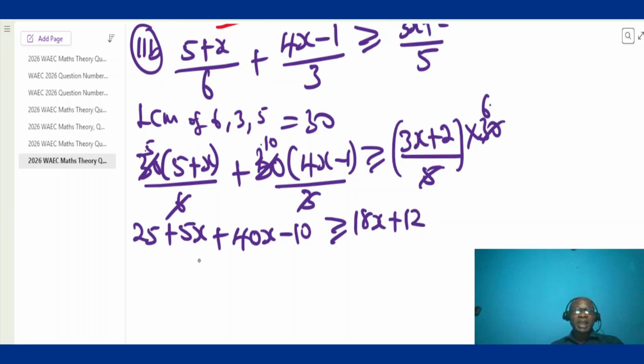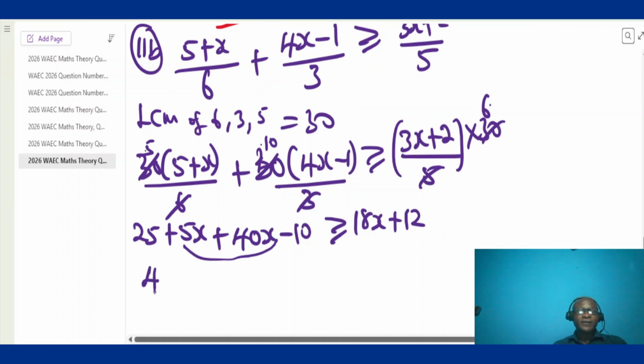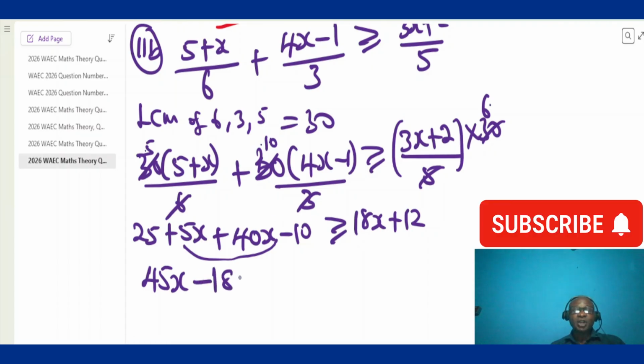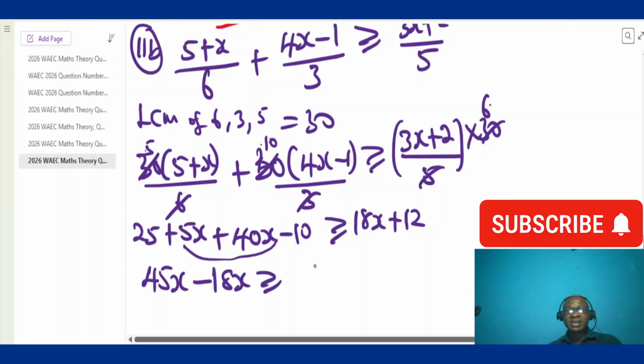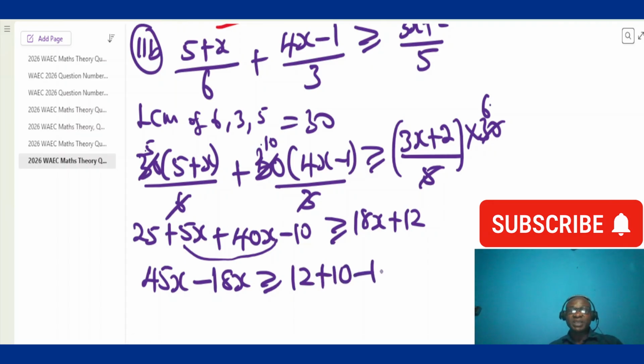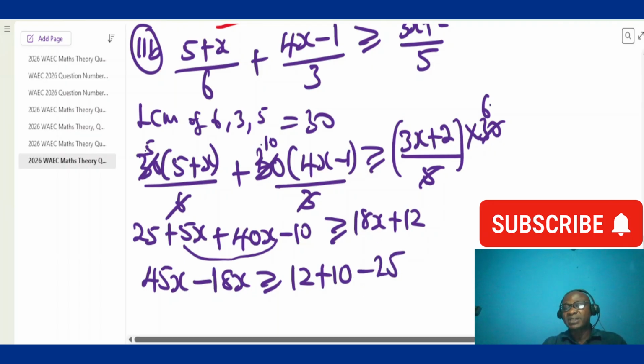Now, I can collect like terms. 5x plus 40x can give me 45x, okay? Then 18x from the right hand side can come to the left and becomes minus 18x, then greater than or equal to 12. Moving 10 to the right, we make it plus. And moving 25 to the right, we make it minus 25. Let's write it better. So minus 25. Beautiful. Now, what next?